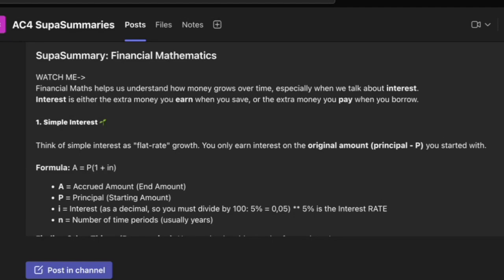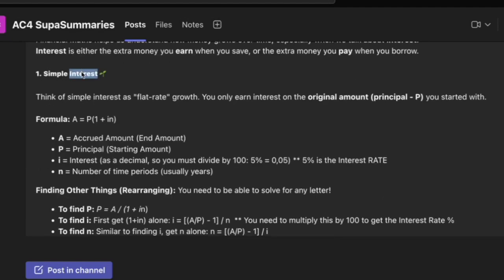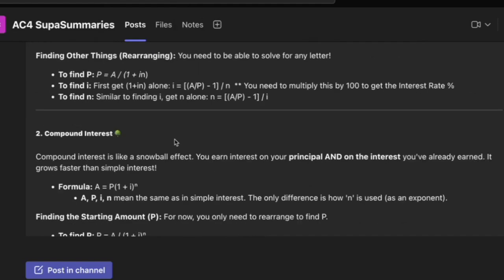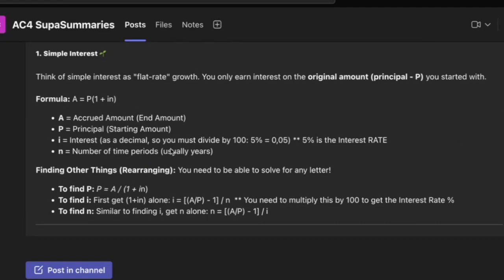We have two types of interest. We have simple interest and compound interest. Simple interest is a flat rate growth, which means that you earn the same amount every year based on the original that you started with.